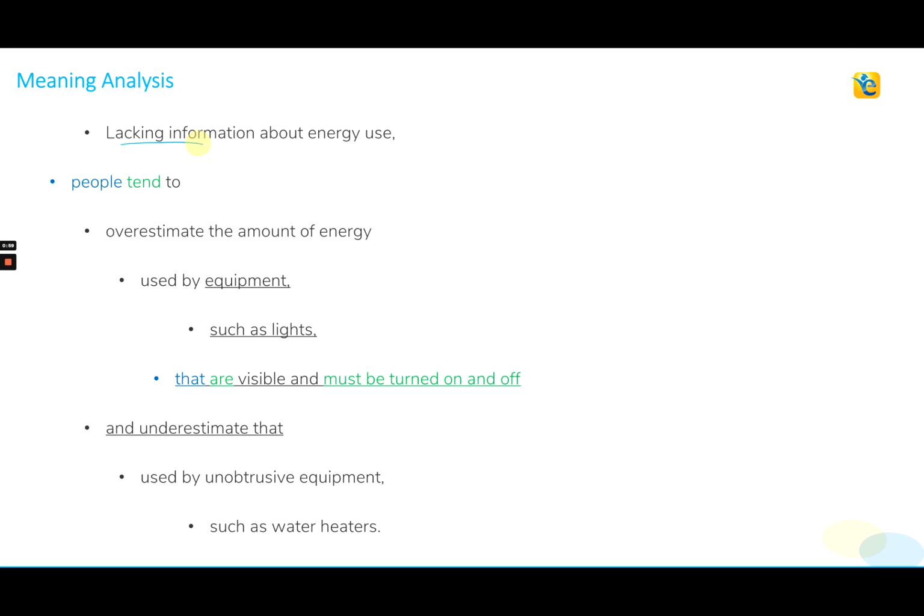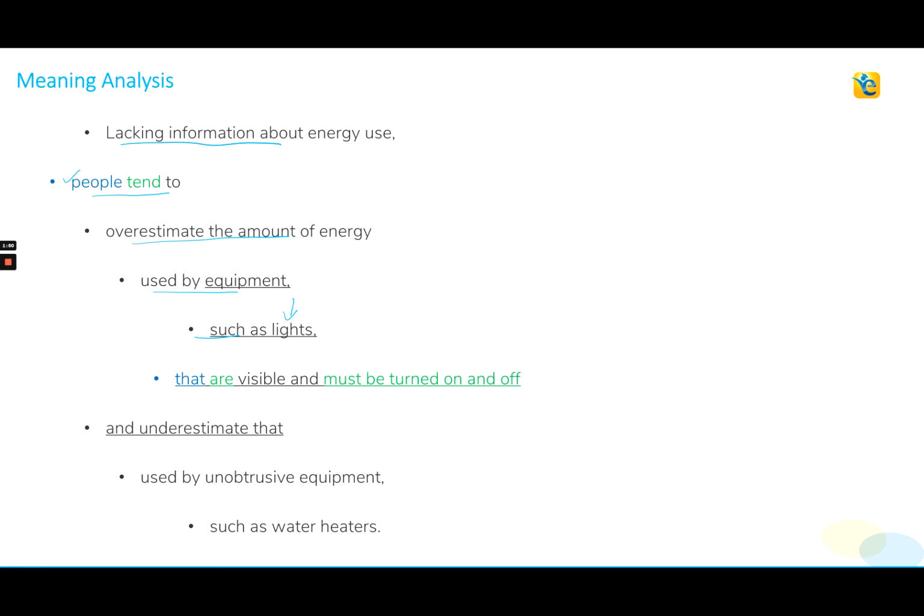Lacking information about energy use. Okay, so the sentence is saying that there is some entity that lacks information about energy use. Reading further, people tend to overestimate the amount of energy used by equipment such as lights. Okay, so who are those entities that lack information about energy use? It's the people. So the sentence is presenting very generic information about people, that people lack information about energy use, and so they tend to overestimate the amount of energy that is used by certain equipment, and the example of that equipment is lights. So pretty straightforward so far.